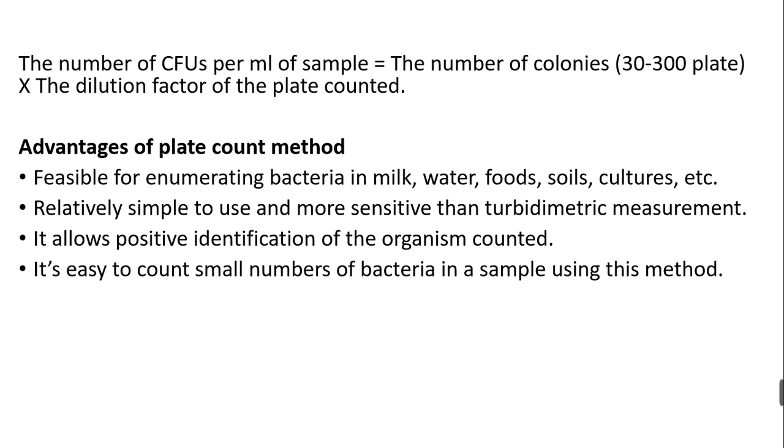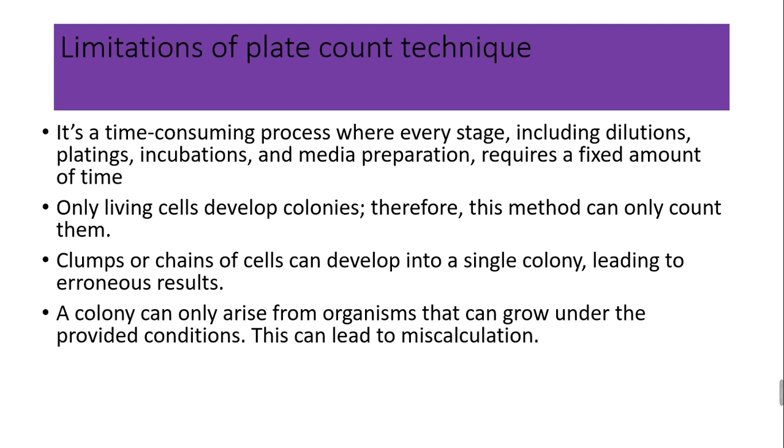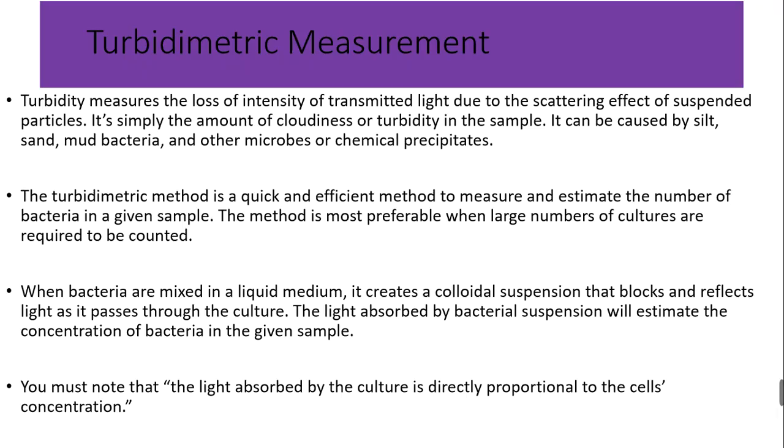Advantages of this: we're able to count more visible living organisms. It's quite easy to do, and at least it gives you a sense of the number of organisms that you have in your sample. The limitations of this is that it's a quite difficult method, and sometimes there are clumps of organisms, colonies, which we will not be able to count, and we cannot differentiate them because in this method we are working with the principle that one colony equals one bacterial cell. So if we are having a cluster of colonies, we won't be able to count, and this is one of the limitations we have.